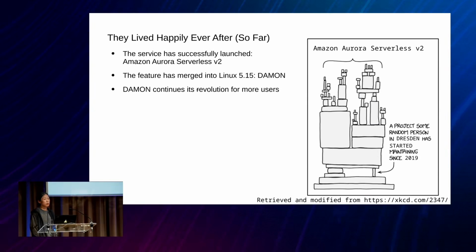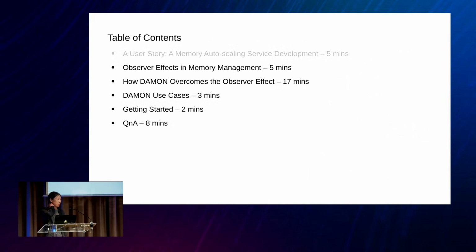So as a result of the co-development, the service was successfully launched under the name of Amazon Aurora Serverless v2 and is still successfully being serviced. And the kernel feature that the guy from Dresden was developing has also been merged into Linux 5.15 under the name of the DAMON subsystem. And DAMON is now continuing its evolution with more new features and more new users. So that was the very simple and happy story about how the memory autoscaling service was developed and what kind of problems they found.